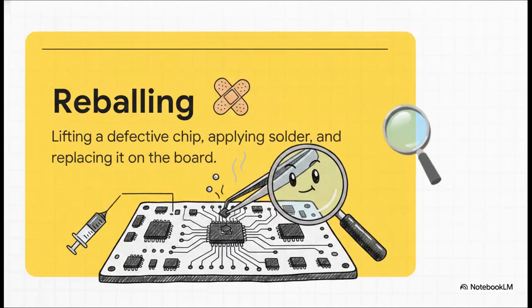As you get deeper into repair manuals, you'll definitely start hearing a lot of jargon. A major term you'll run into is reballing. Reballing simply means performing a delicate transplant on a single, tiny, defective chip. You carefully lift it off, apply fresh lead-based solder to create tiny new contact points, and then replace it on the circuit board to give it a fresh connection. It's literally microsurgery for your tech.